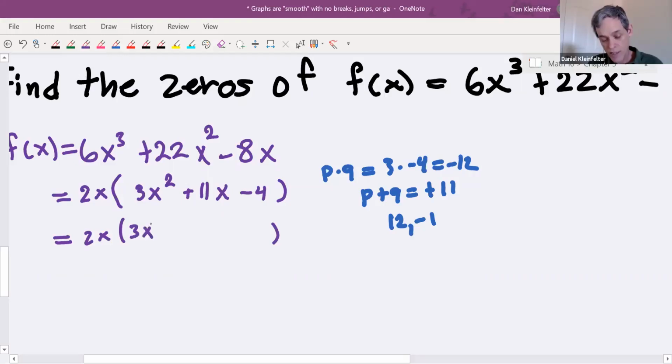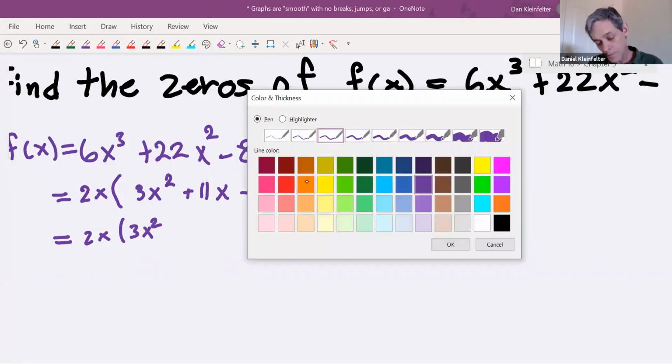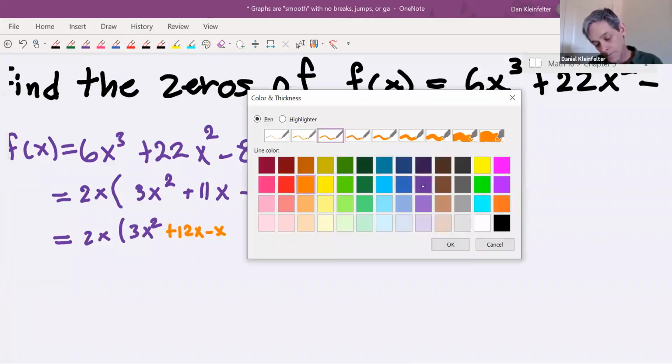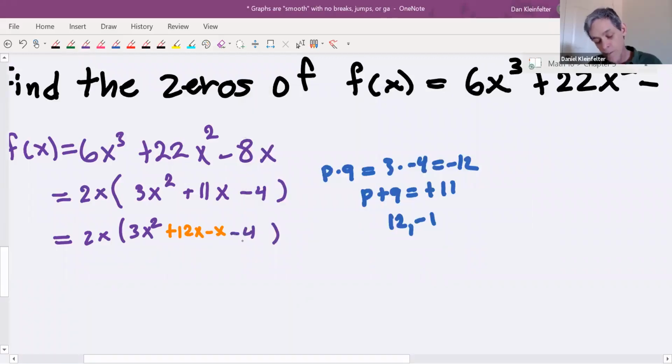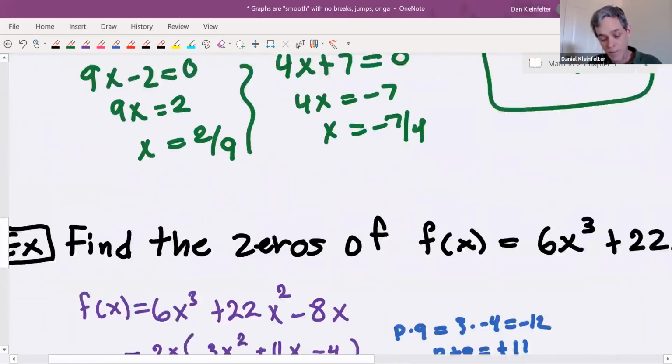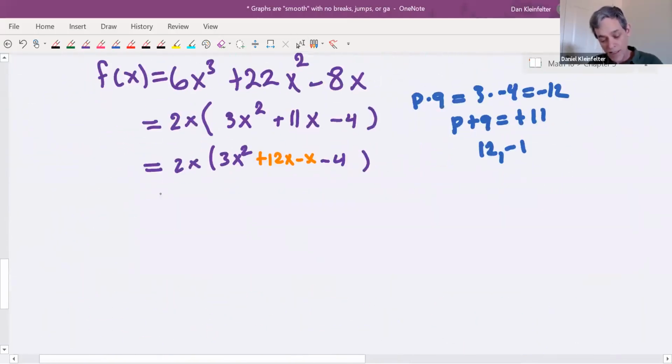So 3x squared plus 12x minus x minus 4. So that plus 11x we split up into 12x minus x, so that that's equal to 11x, of course. But now you can see that the part inside of parentheses we can factor by grouping, just as we did in this one a few moments ago. All right, so let's try factoring this piece by grouping.